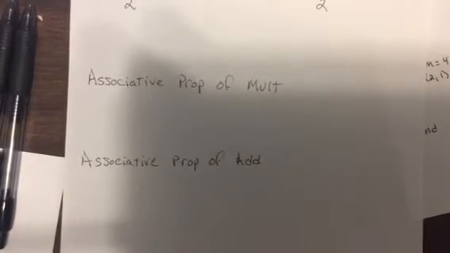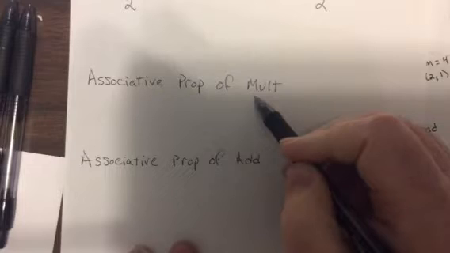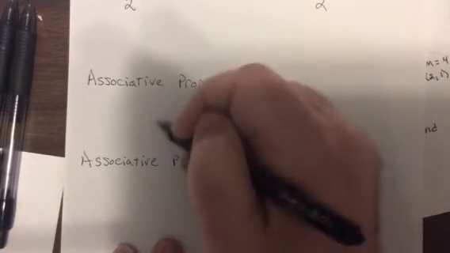Now, we're just doing some topics you need to know. The associative property of multiplication. So associative property is when you're switching the grouping. Now, if it's property of multiplication, that means you're multiplying. If it's a property of addition, that means you're adding.